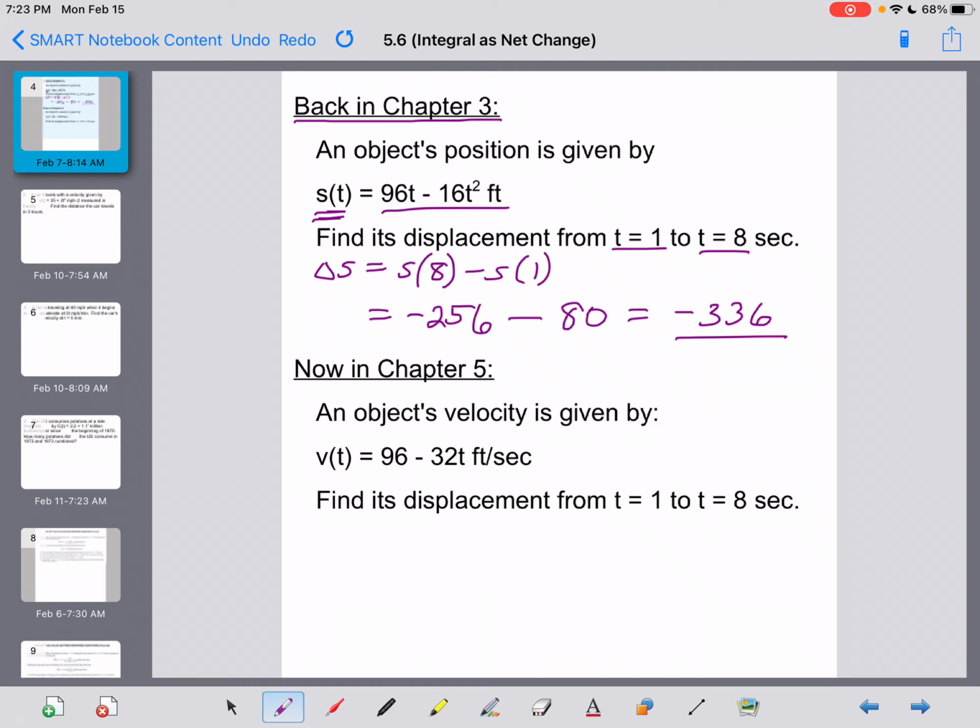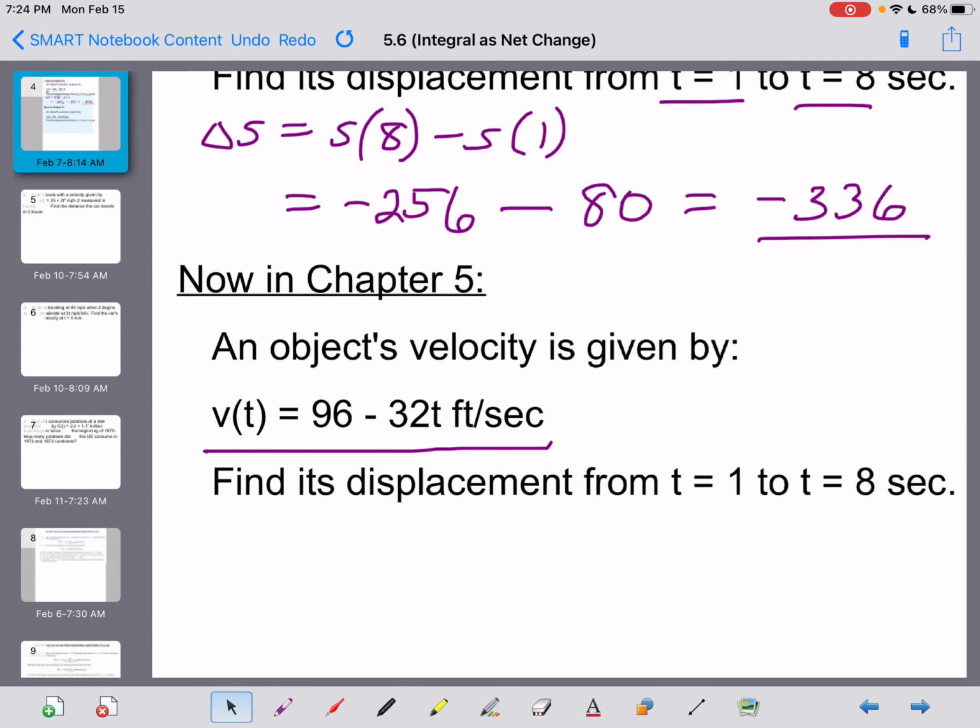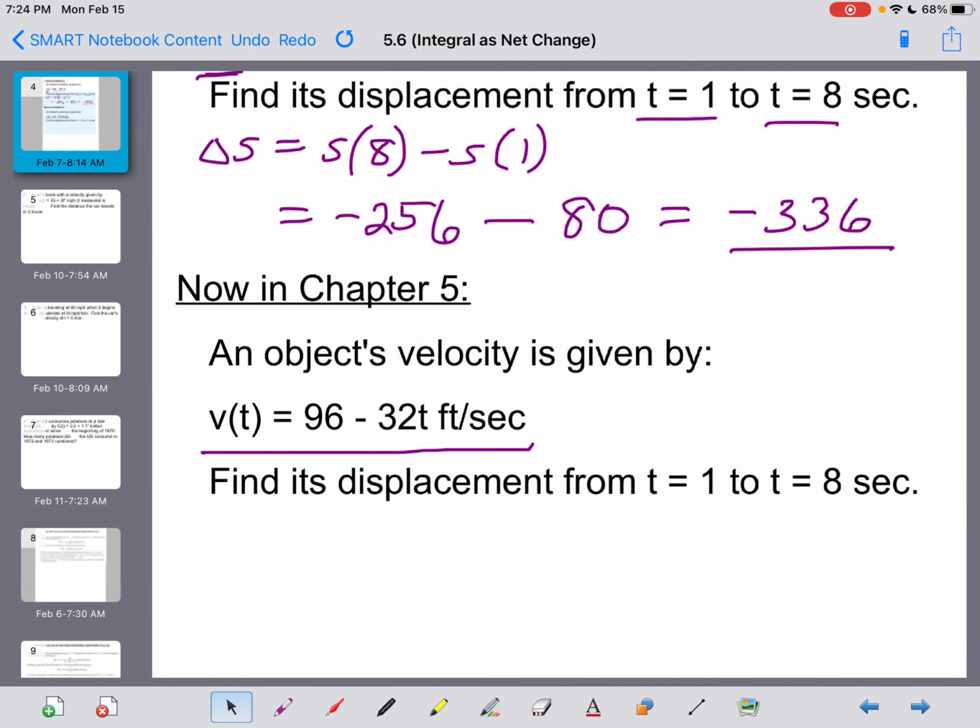Now let's take a look at what's going to be different in Chapter 5. Now, instead of giving us a position function, they're giving us a velocity function. But you'll notice I'm asking you the exact same question: find the displacement of the object from t equals 1 to t equals 8. Well, this is a formula we just wrote down a moment ago, so hopefully we've got it now, everybody. The formula for displacement, delta S, is equal to the definite integral from a to b of your velocity function, v of t, taken with respect to t.